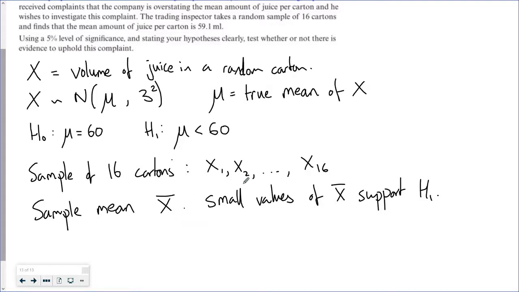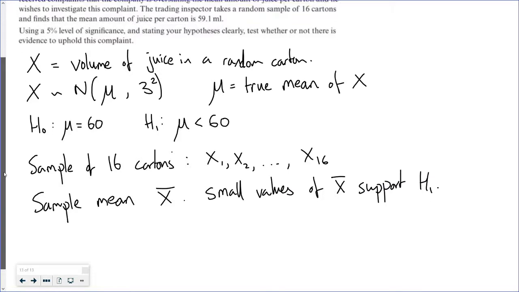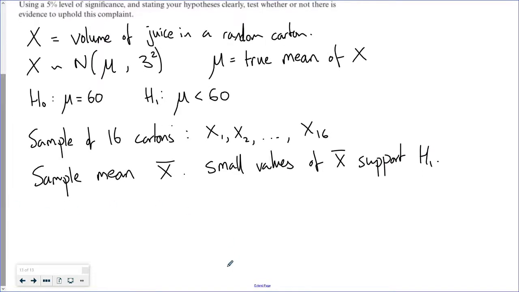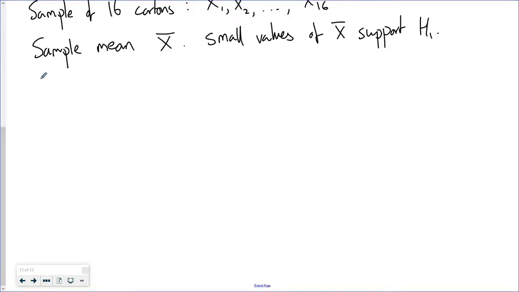For example, if I collected 16 cartons as an extreme case, the average of those 16 cartons was 10 millilitres, then I'm almost going to be certain that the company is lying. So the smaller x bar is, the more confident I can be that H1 is true, and we can reject H0. So what we do with these hypothesis tests is we're going to assume that H0 is true. So let's assume that the company is not lying.